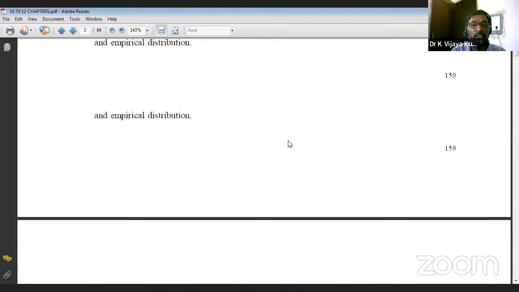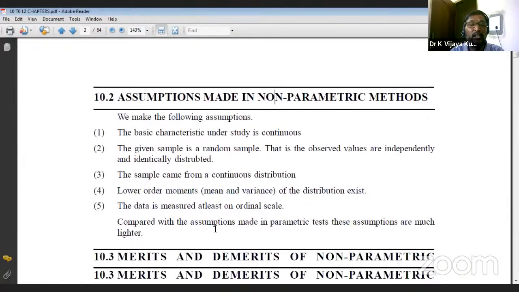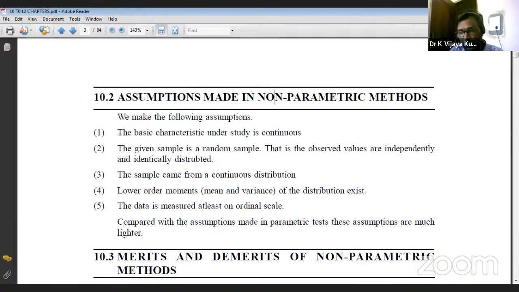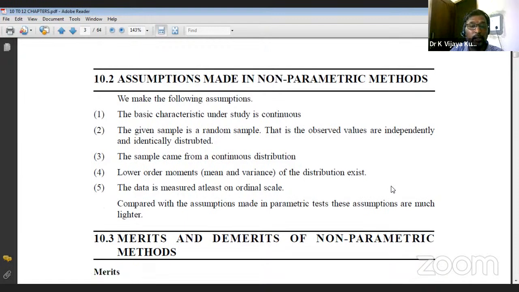Okay. So this is a main important unit, the run test. Assumptions made in non-parametric methods. This is a short method question we will ask: what are the assumptions made in non-parametric methods? We make the following assumptions. The basic characteristic under study is continuous. The given sample is a random sample, that is, the observed values are independently and identically distributed. The sample came from a continuous distribution. Lower order moments of the distribution exist. The data is measured at least on an ordinal scale.